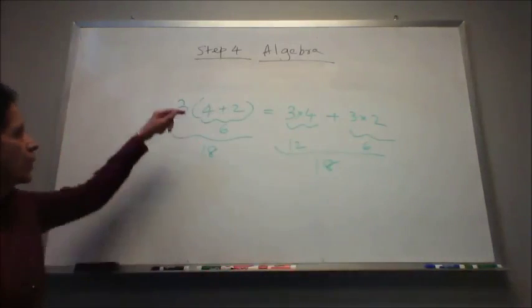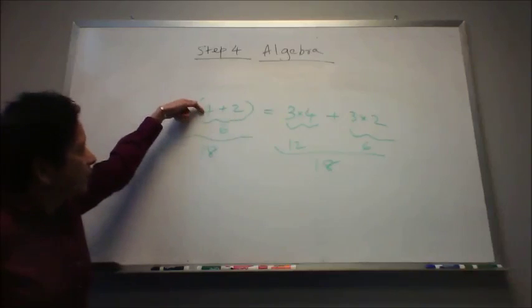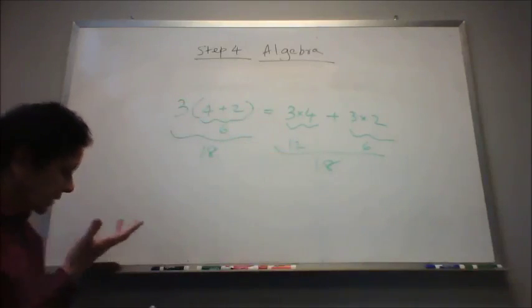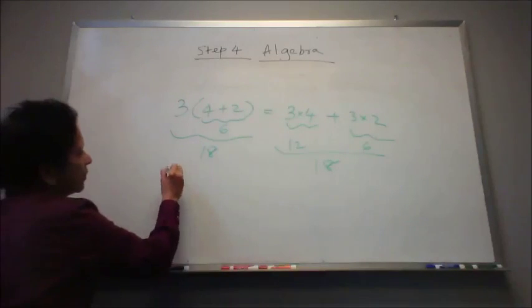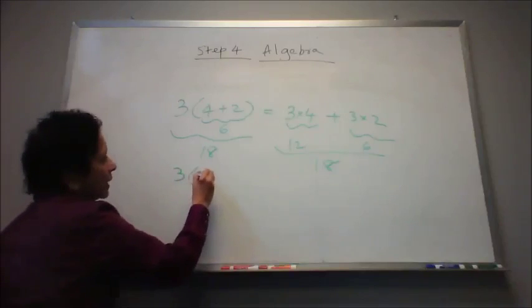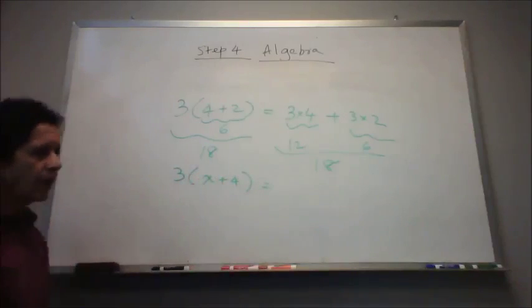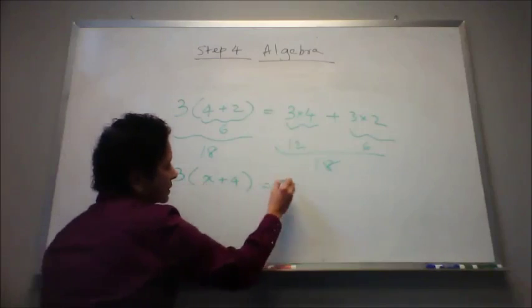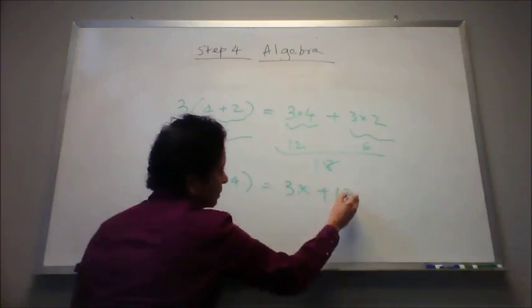So you can always distribute it: 3 times 4 plus 2, you can write it as 3 times 4 like that, plus 3 times 2 like that, right? Exact same thing is true with algebra. So for example, I have 3 times x plus 4, like that, okay? So just like the way we did here, 3 times x plus 3 times 4, 12, okay?